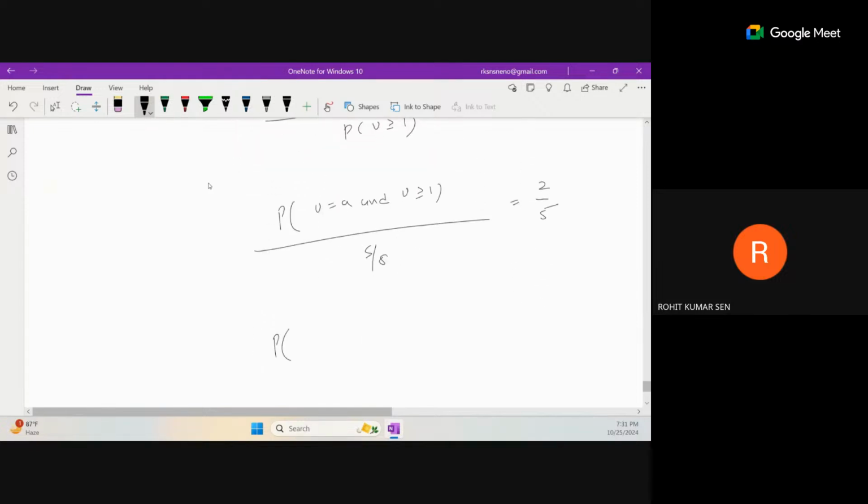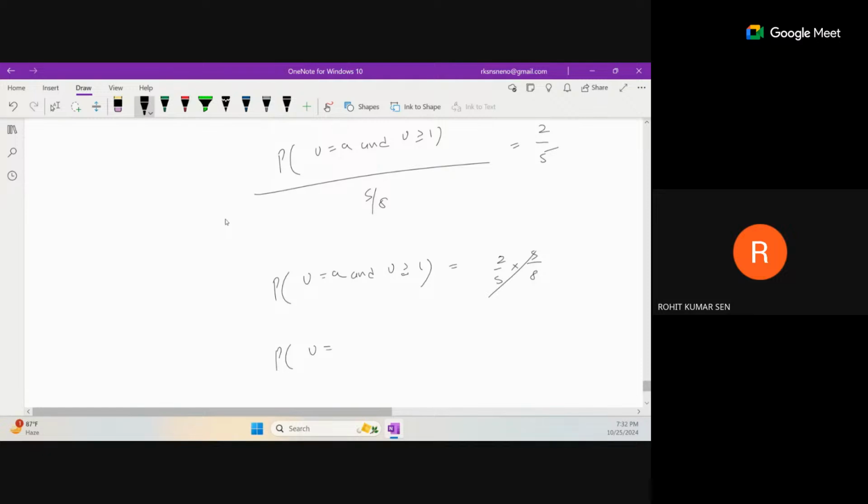Okay, so I will solve it. 2 by 5 into 5 by 8. This will cancel, and we will get the probability of U equal to a and U belongs to 1 or 2, which equals 2 by 8. So the probability of U equal to a and U belongs to 1 or 2 equals 1 by 4.